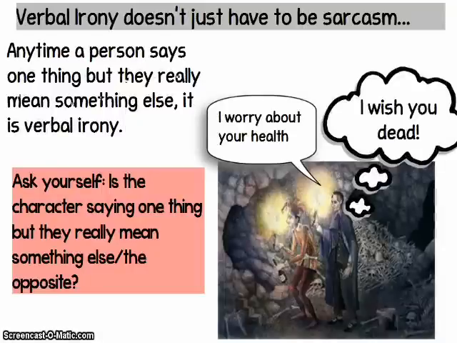If, for example, you have a character in a story who is saying to their friend, "I'm very worried about your health," but they're actually secretly planning to kill them, and so inside they're thinking, "No, I'm not worried about your health, I wish you were dead," that would be considered an example of verbal irony.